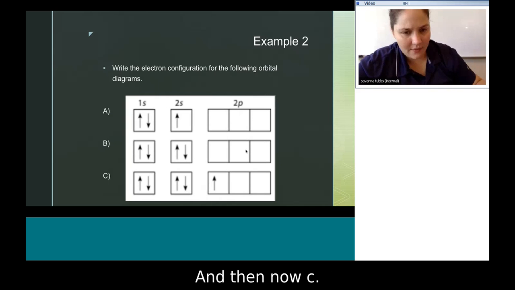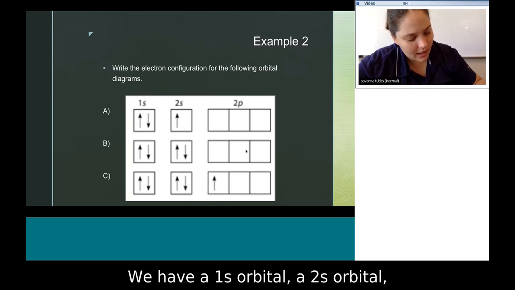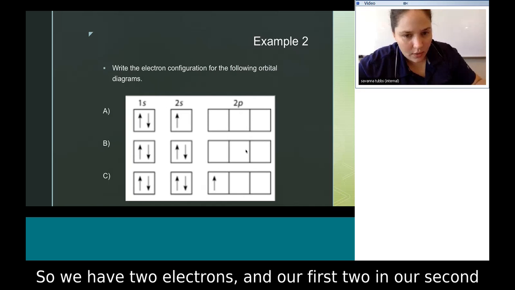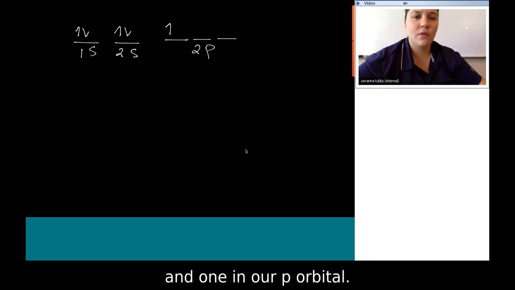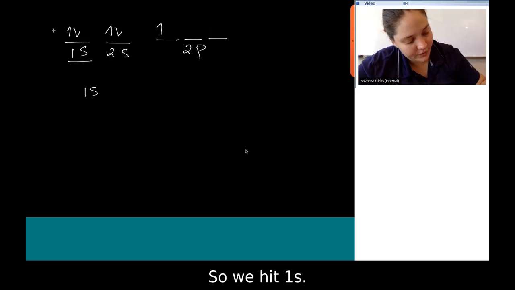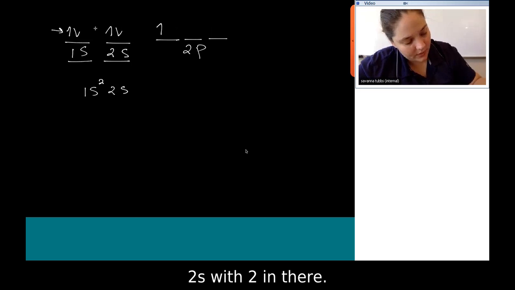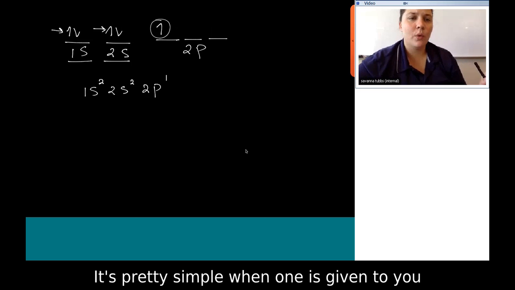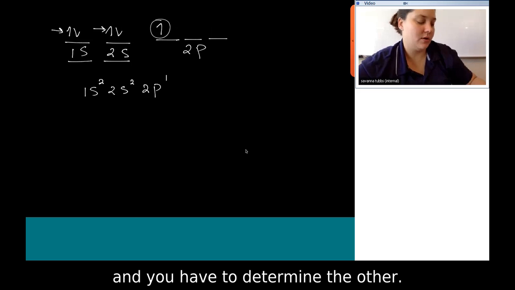And then now C, we have a 1s orbital, a 2s orbital, and we have an electron in that 2p orbital. So we have 2 electrons in our first, 2 in our second, and 1 in our p orbital. So this is what it looks like. So we hit 1s, we have 2 in there, 2s with 2 in there, and 2p with 1 in there. So that's all we have to do. It's pretty simple when one is given to you and you have to determine the other.